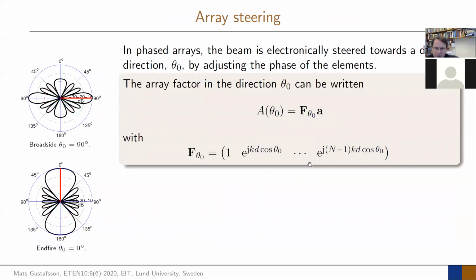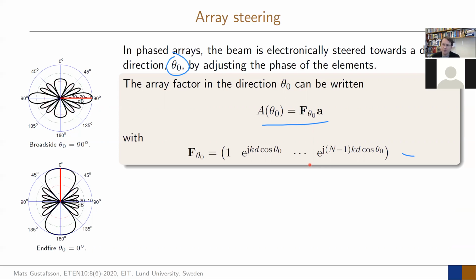So if we now start with the first case, let's say we would like to steer the direction in some directions. So again, we have what we had before. We can write the array factor here as a sum of f, which is just these numbers that we had before, and I have my excitation coefficient. So now I can ask, how should I adjust the phase of my elements so I steer the radiation in a different direction? And I would like to steer them now towards a direction θ0.